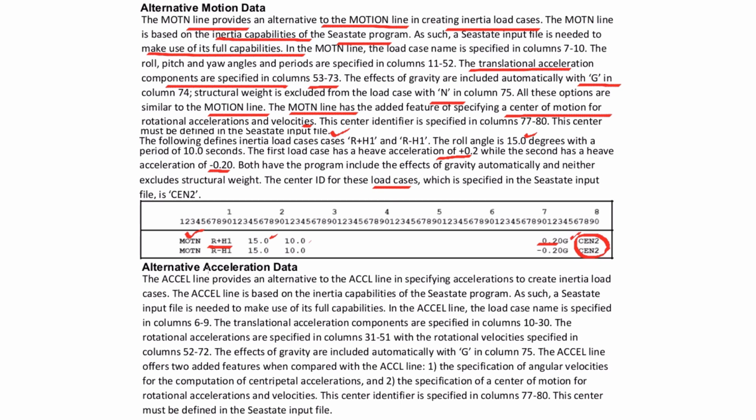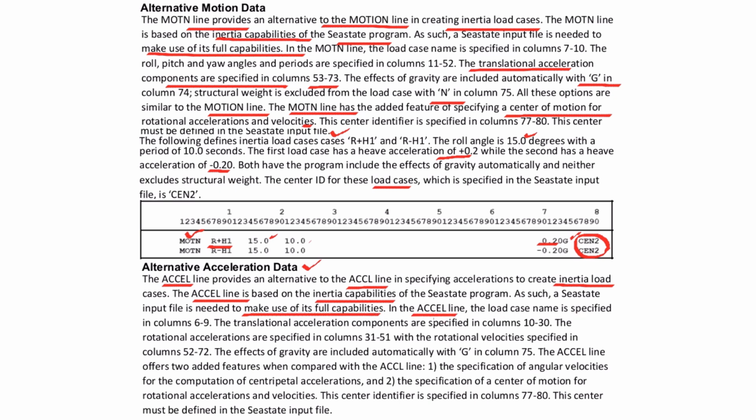Alternative acceleration data. The ACCL line provides an alternative to the ACCR line in specifying accelerations to create inertia load cases. The ACCL line is based on the inertia capabilities of the C-state program. As such, a C-state input file is needed to make use of its full capability. So we need to create a C-state input file.